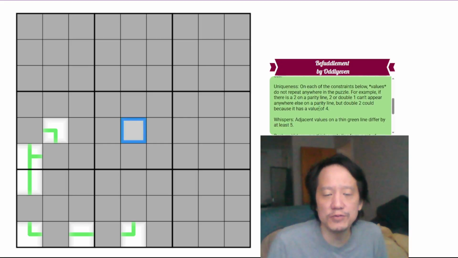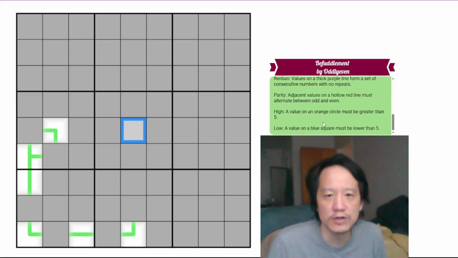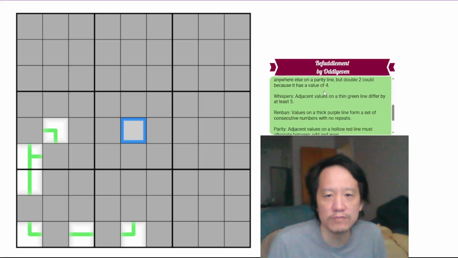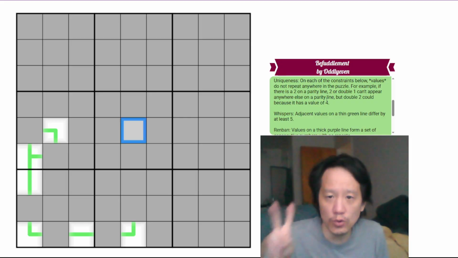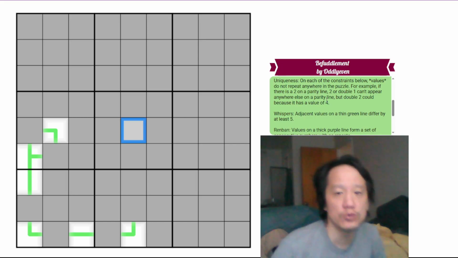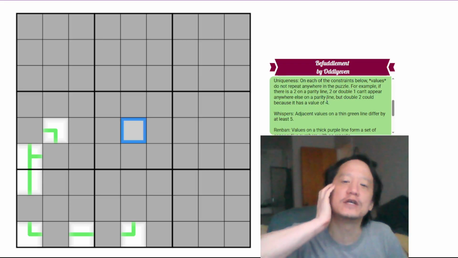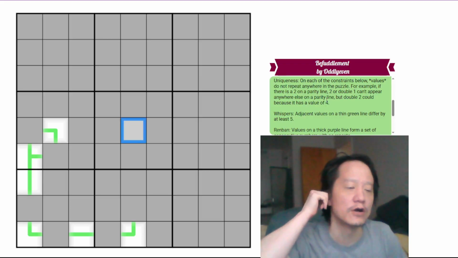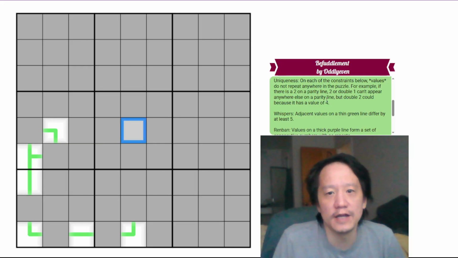We also have uniqueness, where on each of the constraints below, so the constraints are going to be all of these rules, values do not repeat anywhere in the puzzle. For example, if there is a 2 on a parity line, 2 or double 1 cannot appear anywhere else on a parity line. But double 2 could because it has a value of 4. So again, values on all the constraints are unique. There are no repeats of values on any of the constraints.